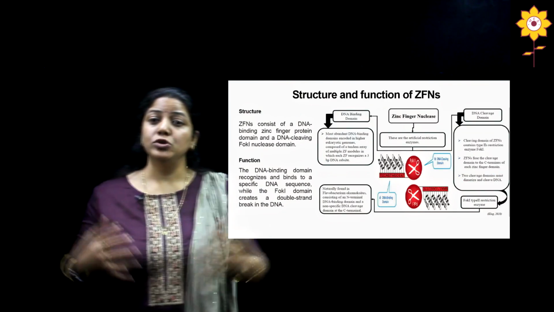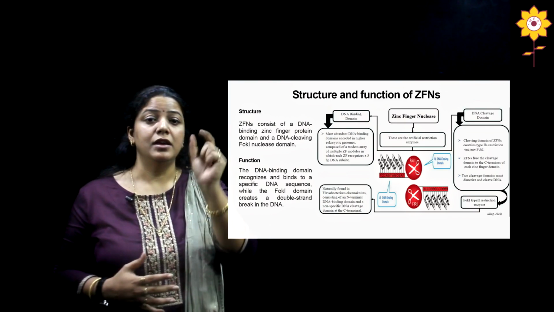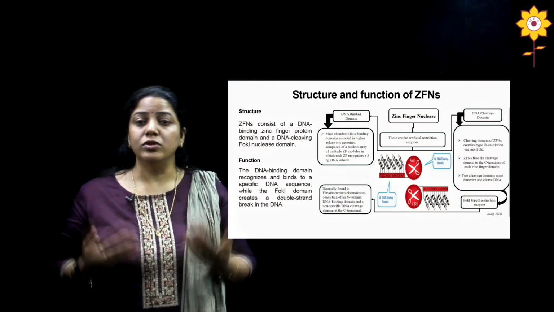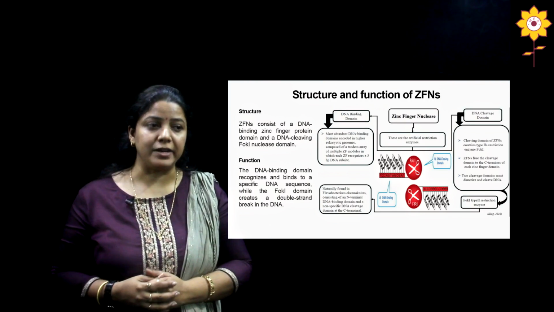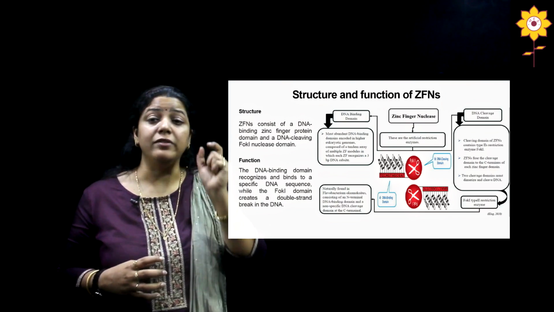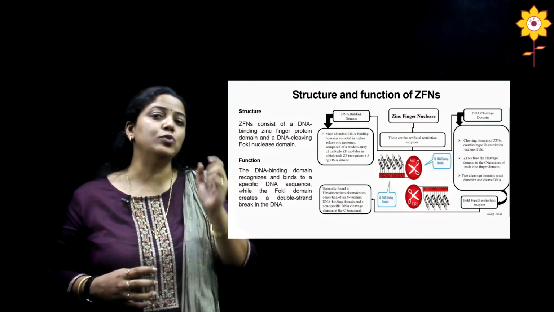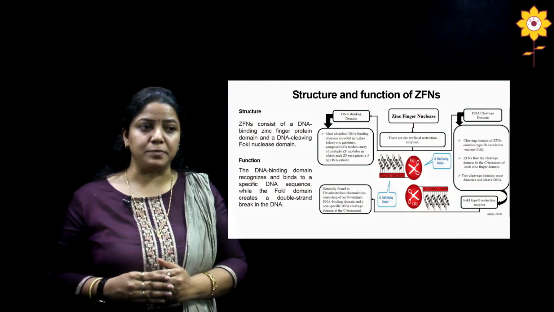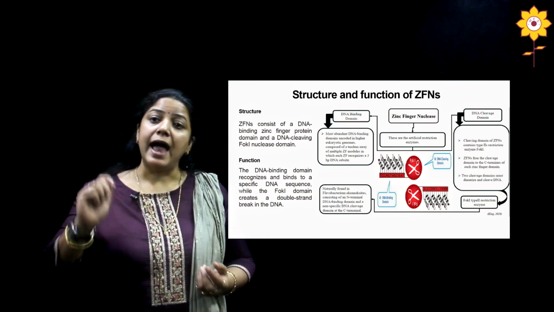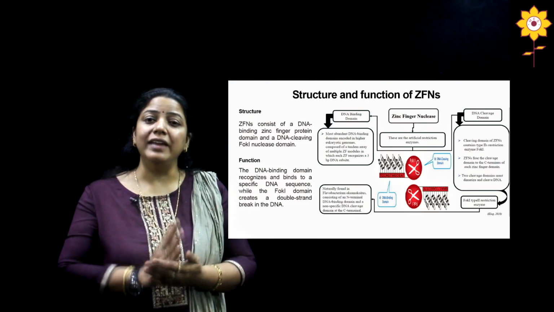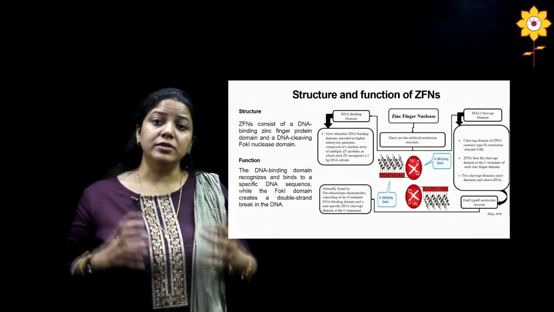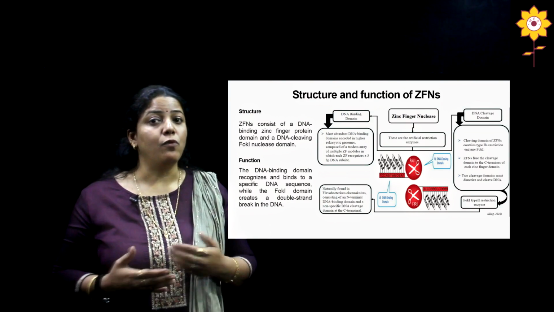So now that we have understood what these zinc fingers are, let us understand what a zinc finger nuclease is. It's a combination of these zinc fingers with the DNA cleaving FokI nuclease. This FokI nuclease is taken from bacterial sources. Together, the zinc fingers help in recognizing the precise sequence where the double-stranded cut is expected. So it will recognize and bind to this DNA sequence, and then the FokI domain will create the double-stranded break.